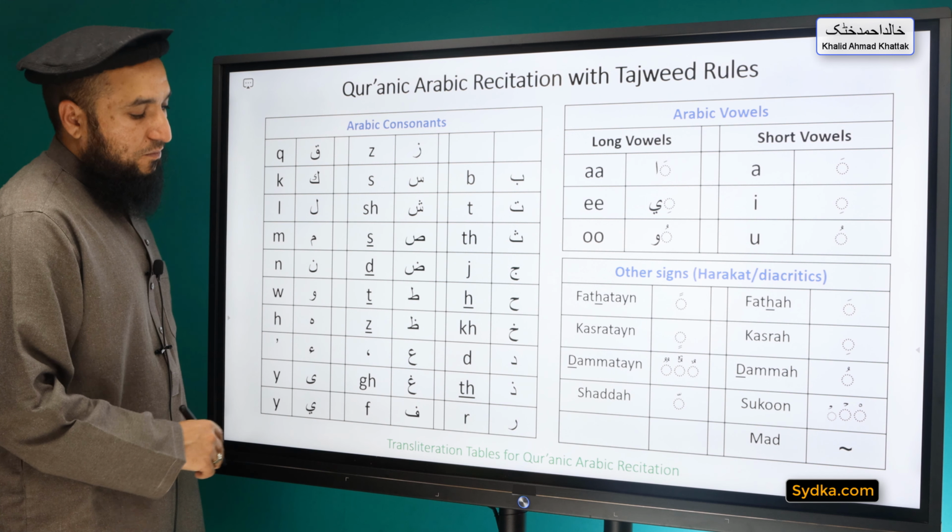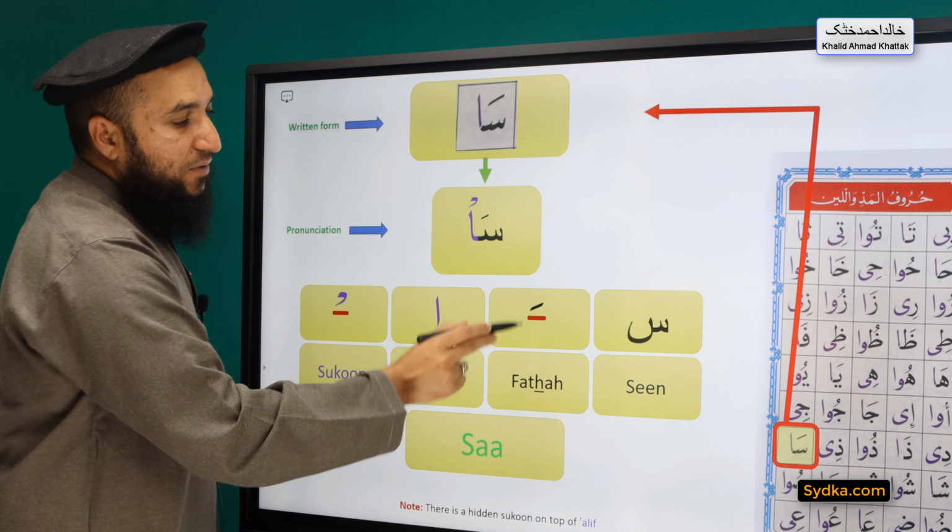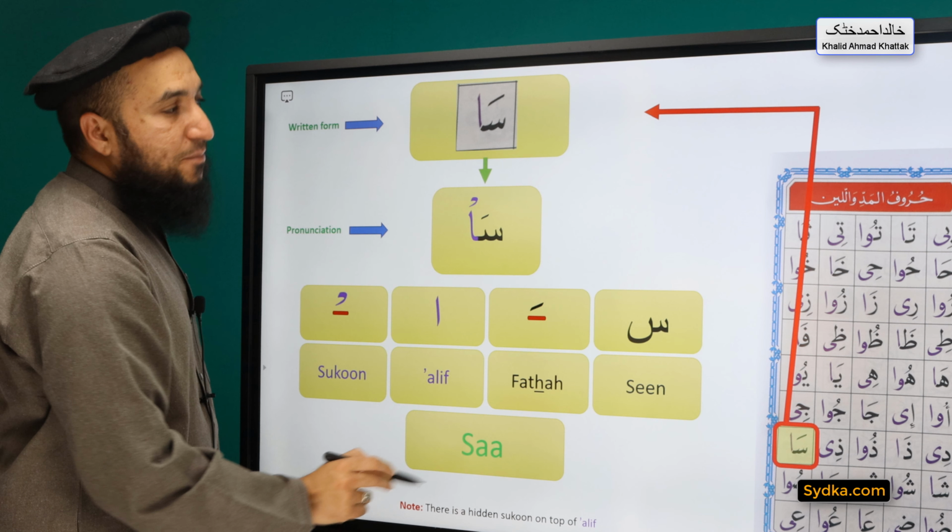So the first syllable we have is Seen Fatha Alif Sukoon. Seen is a light letter, it has Fatha on top of it, it is followed by Alif, and Alif has hidden Sukoon. Seen Fatha Alif Sukoon Sa.